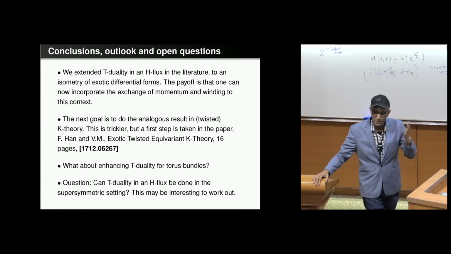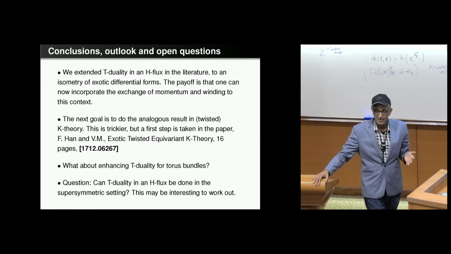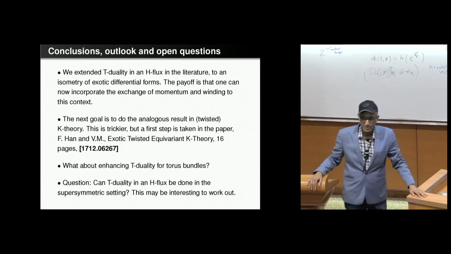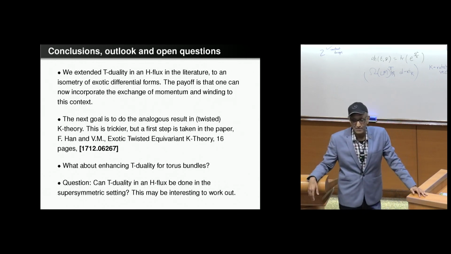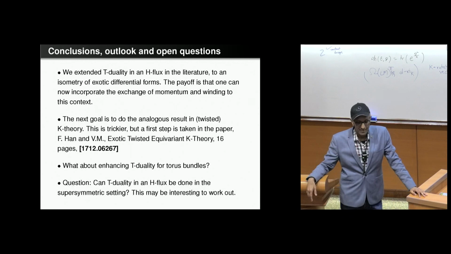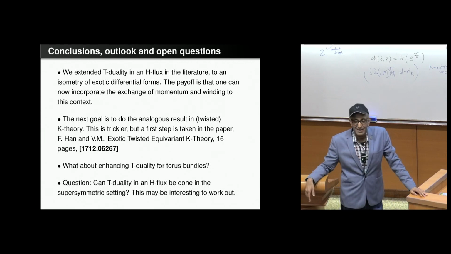But of course, in the torus bundle, there are restrictions on H, which are known. They're completely known for classical T-duality. So you get exchange of momentum and winding in this case also, the torus compactification case.